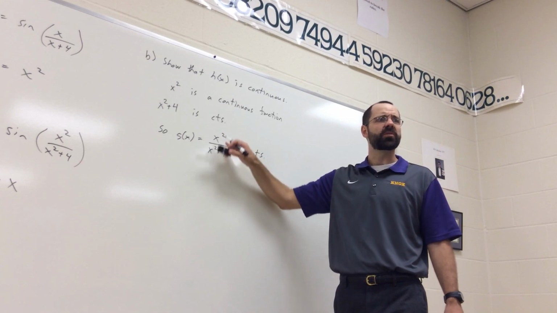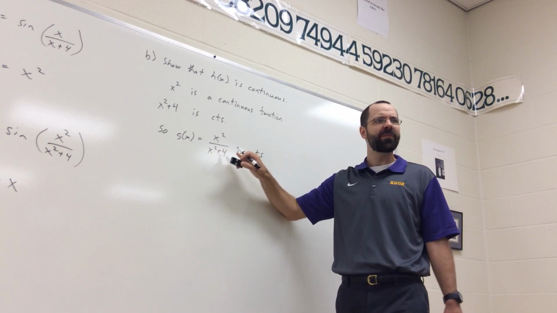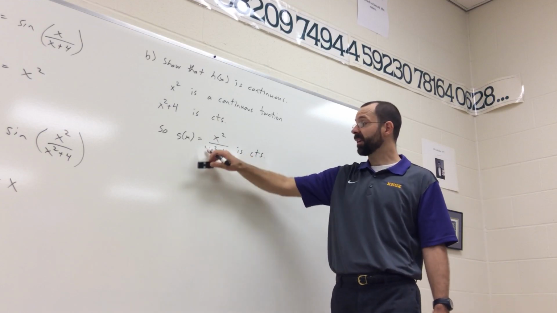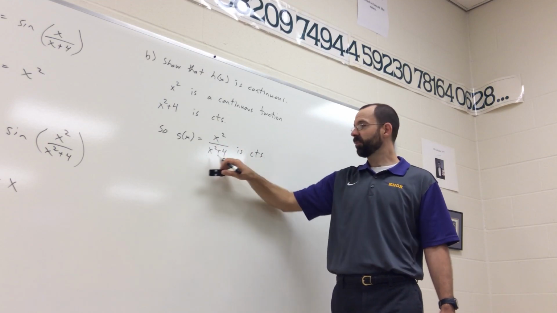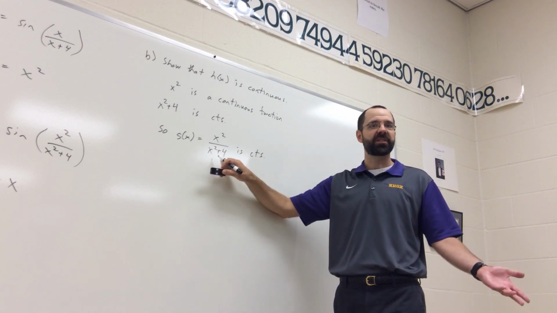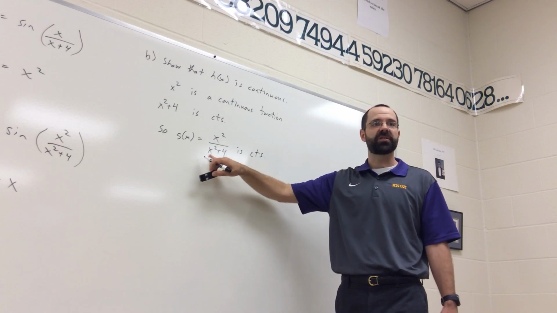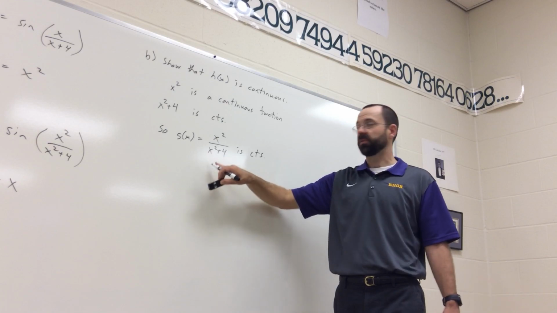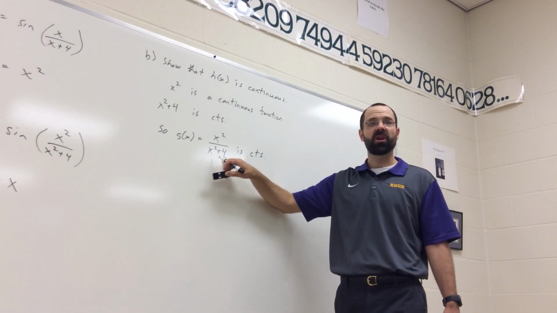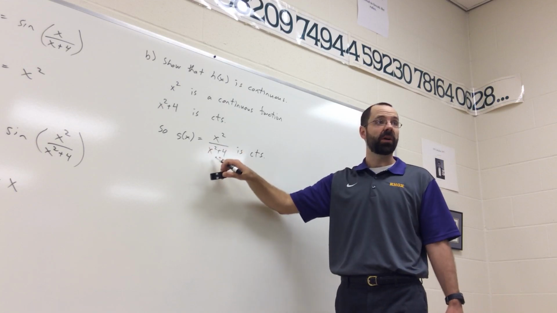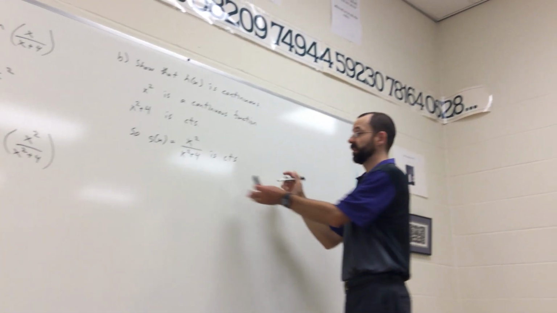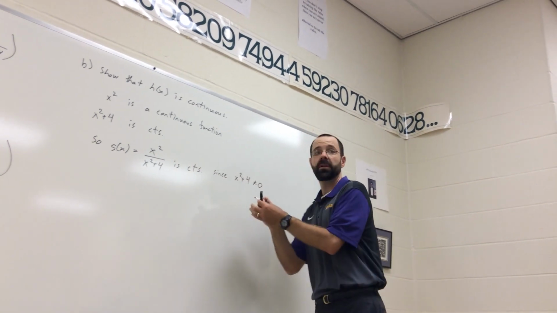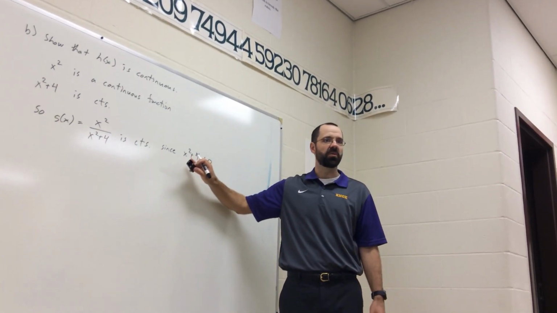Now division doesn't always work, right? So I have to be a little bit careful. When wouldn't division work? Yeah. If the bottom came out to 0, right? But x squared plus 4 can't possibly come out to 0. The smallest x squared can be is 0, because if you square a negative number, it's going to be positive. And if I take 0 plus 4, the smallest that can be is 4. So this is continuous since x squared plus 4 can never be 0. So you have to be a little bit careful with the division rule.